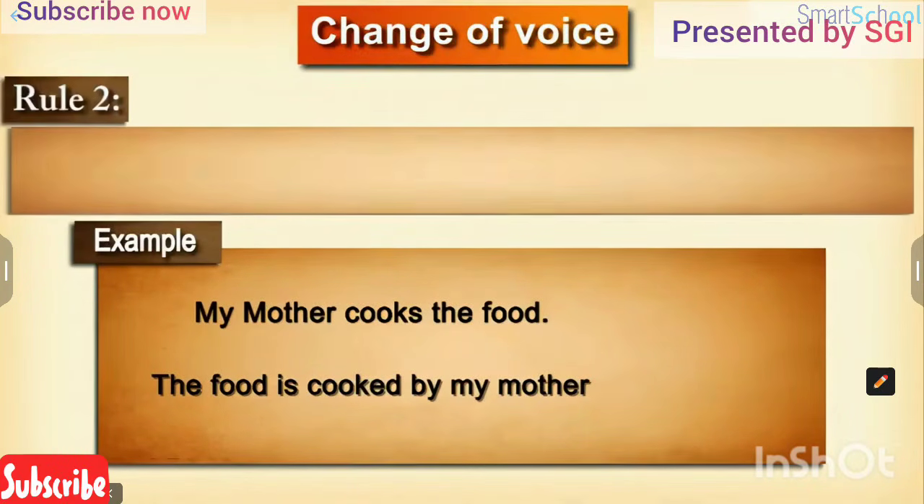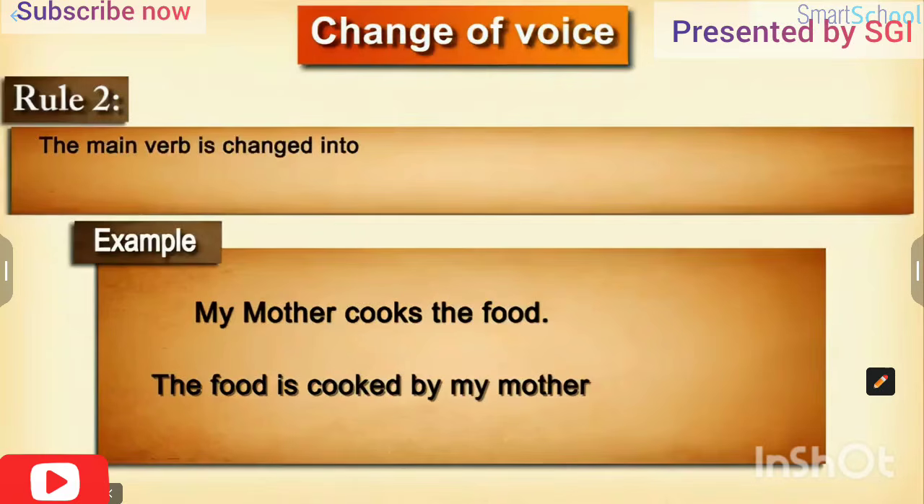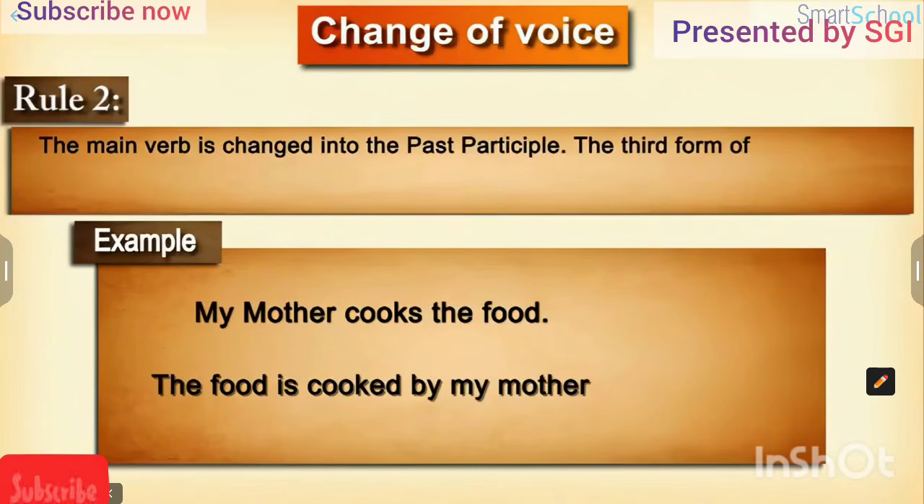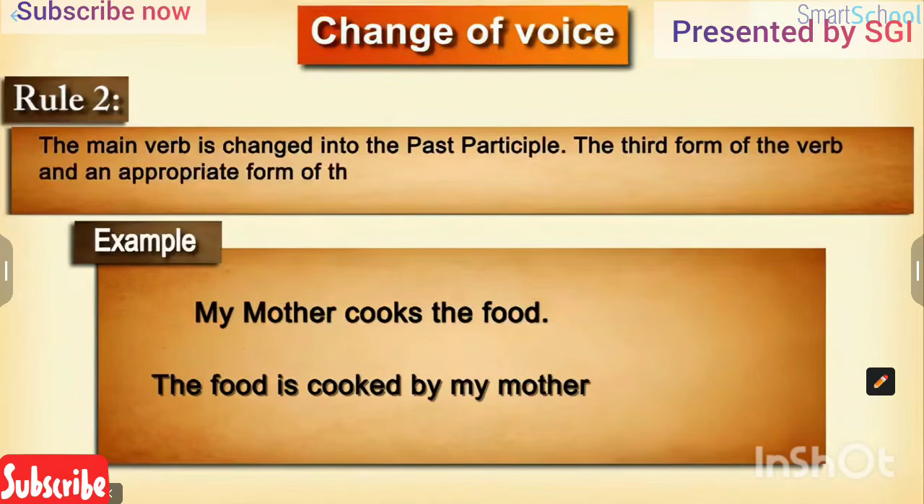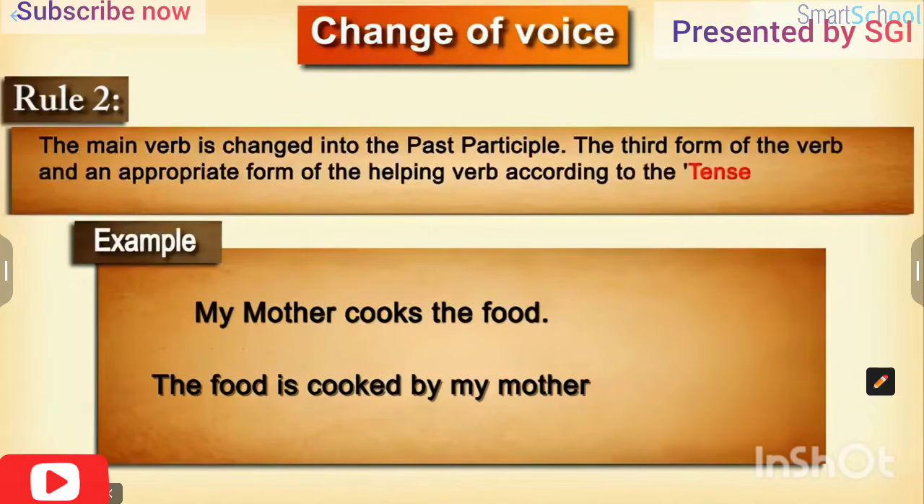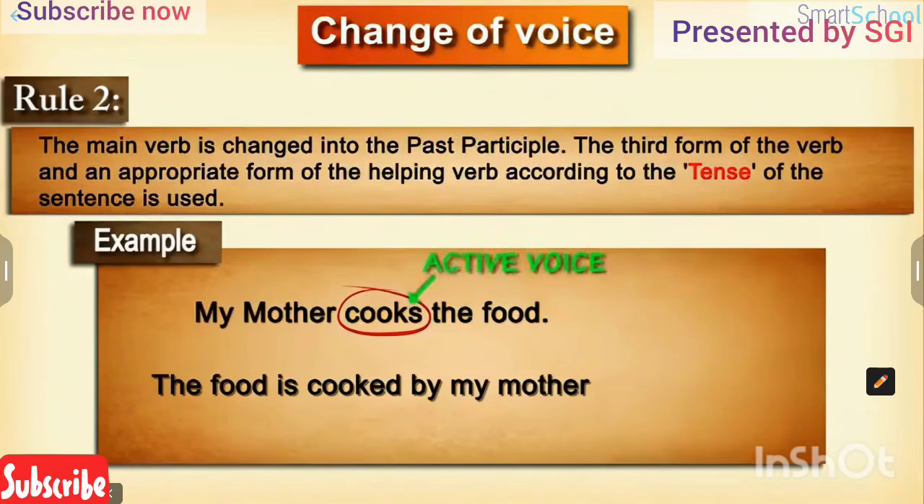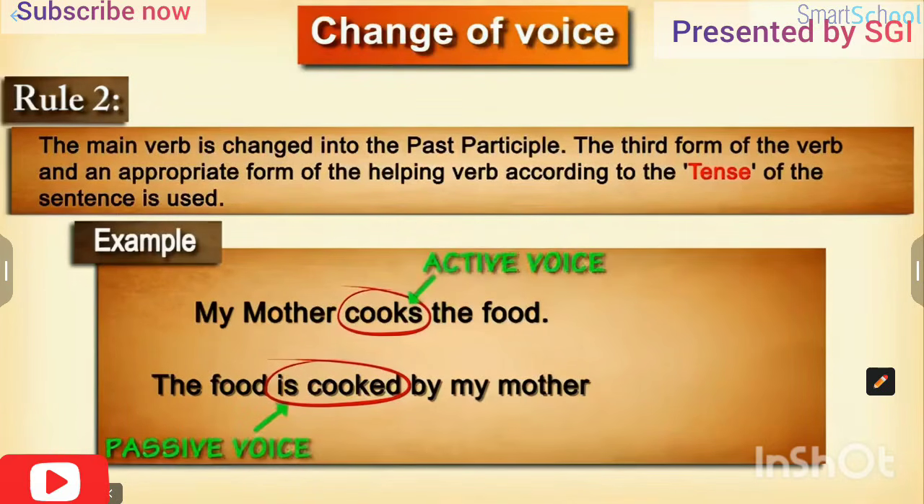Rule 2. The main verb is changed into the past participle, the third form of the verb, and an appropriate form of the helping verb according to the tense of the sentence is used. Note in the above example, the main verb cooks in the active voice has changed into is cooked in the passive voice, which is in past participle form. We will be discussing more about this rule in the further modules.